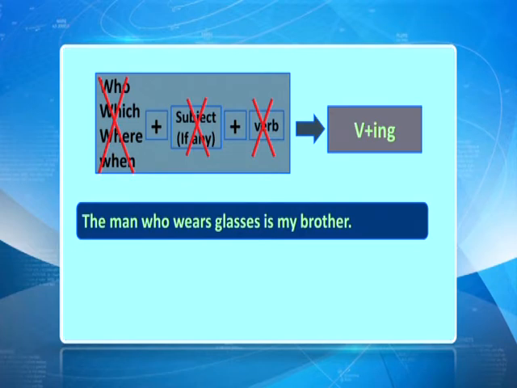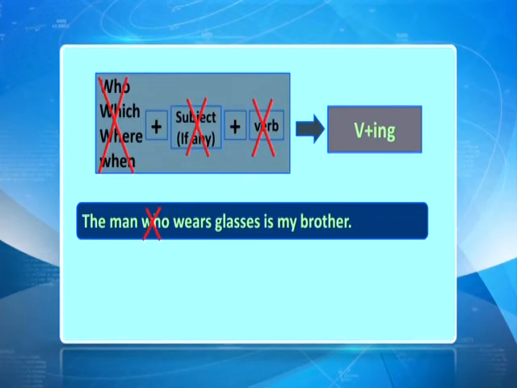Now I want you to think about it. Where is the relative pronoun? The relative pronoun is who. What should we do when we have something like that? A relative pronoun should be deleted. And then, do we have a subject? No, it is not followed by a subject. It's followed by a verb, which is wears.